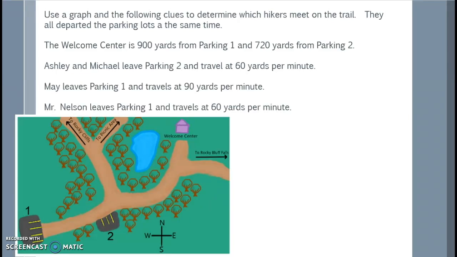Use a graph and the following clues to determine which hikers meet on the trail. They all departed the parking lots at the same time. The Welcome Center is 900 yards from parking 1 and 720 yards from parking 2. Ashley and Michael leave parking 2 and travel at 60 yards per minute. May leaves parking 1 and travels at 90 yards per minute. And Mr. Nelson leaves parking 1 and travels at 60 yards per minute.